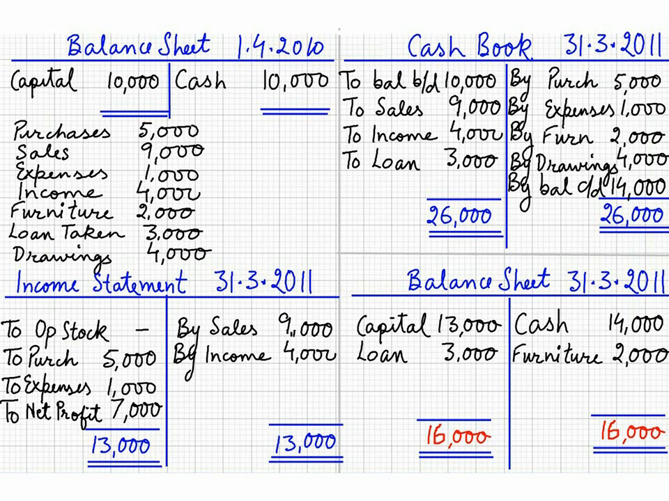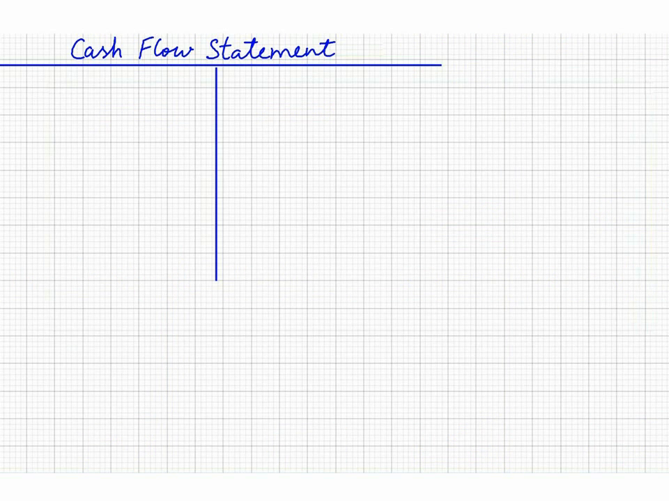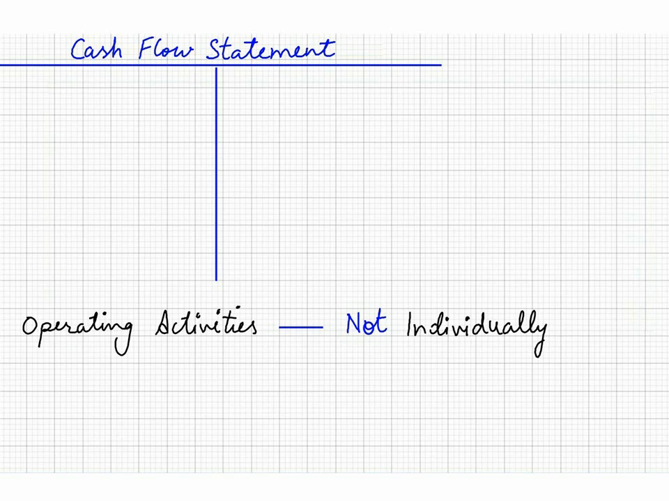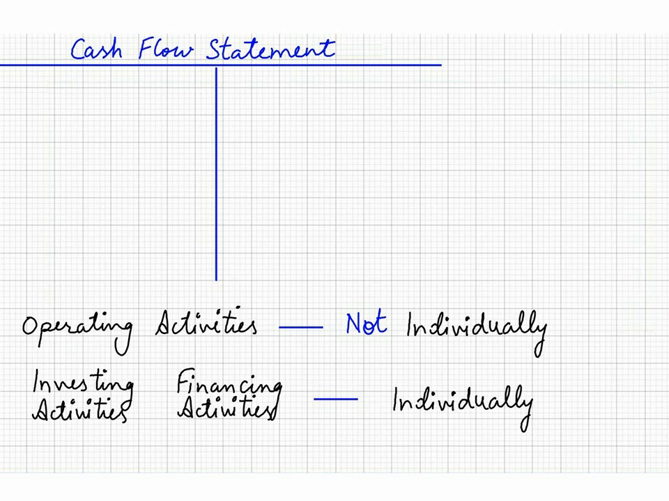Now we have to prepare the cash flow statement. In the cash flow statement, all the operating activities are not written individually. We write down only cash from operation. Cash from operation includes all the operating activities, but all investing activities and financing activities are written individually. Let's see how it happens.